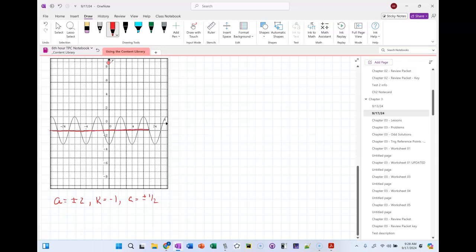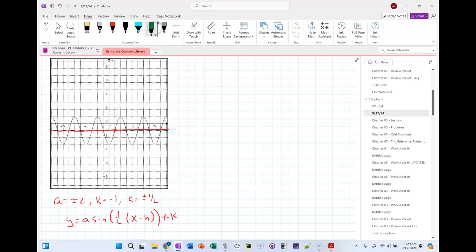There's my midline. So what I'm going to do now, if I want to do this as a sine, I'm going to choose for myself any midline point on my graph. It doesn't matter which one I choose. Any midline point will be fine. So let's say, for example, I picked this one. Everybody okay with that?